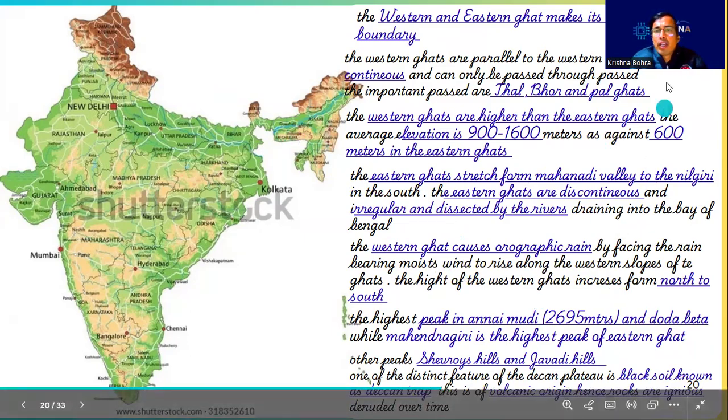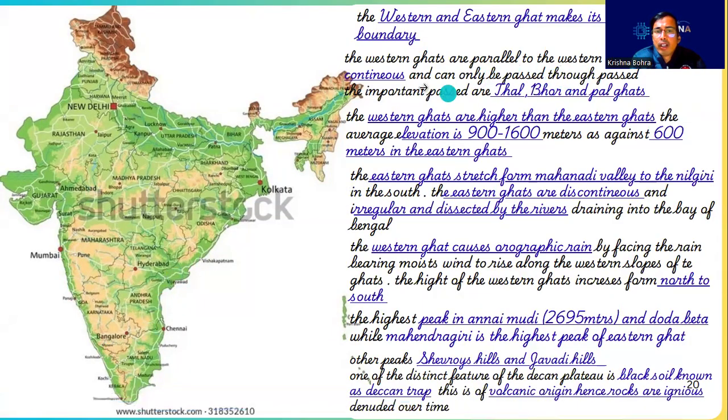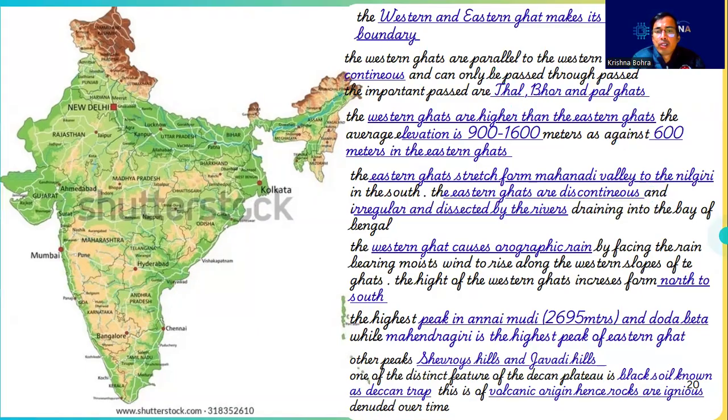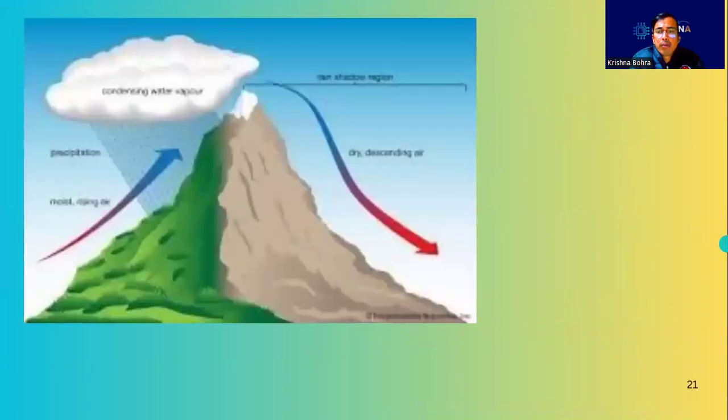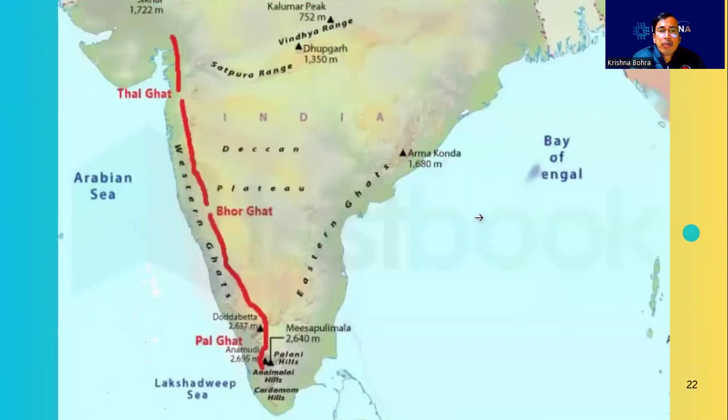Now, the Western and Eastern Ghats make its western and eastern boundary respectively. You can locate the Western and Eastern Ghats. The Western Ghats are parallel and continuous, and there are only a few passes we can find in the Western Ghats, that is Thal, Bhor, and Pal Ghat. So we can locate these particular Thal, Pal, and Bhor Ghats. So there are only a few passes, as I told. This is Thal Ghat, from where we can enter into India, Bhor Ghat and Pal Ghat.